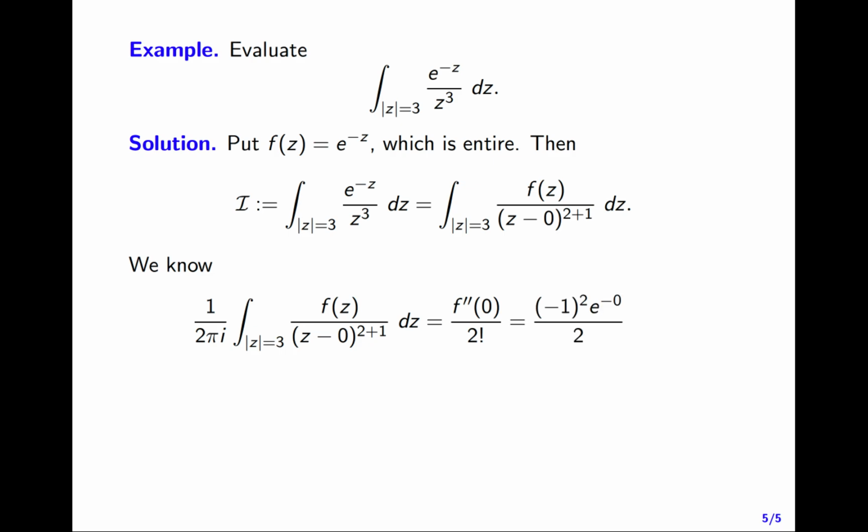And if I differentiate f twice and evaluate it at 0, I get minus 1 squared times e to the minus 0 over 2, and that is 1/2. So all I have to do is multiply through by 2 pi i to clean things up, and I get the full integral I is equal to 2 pi i times 1/2, which is, of course, pi times i.